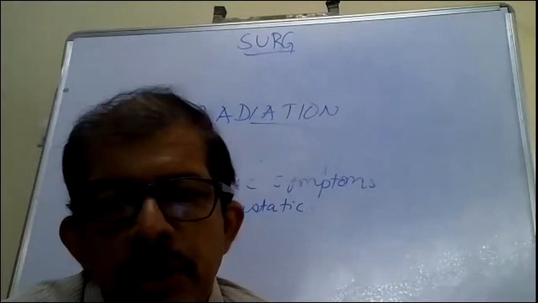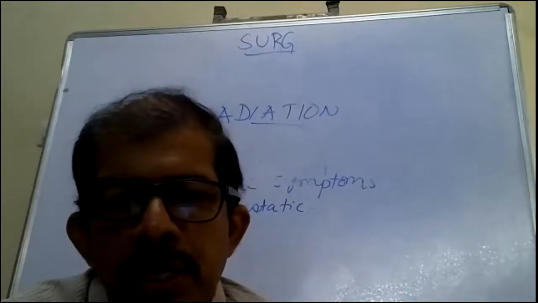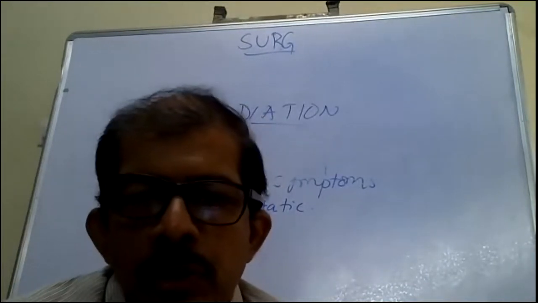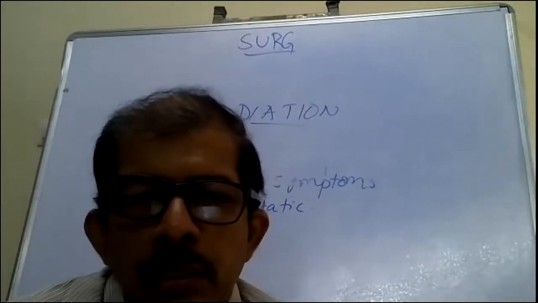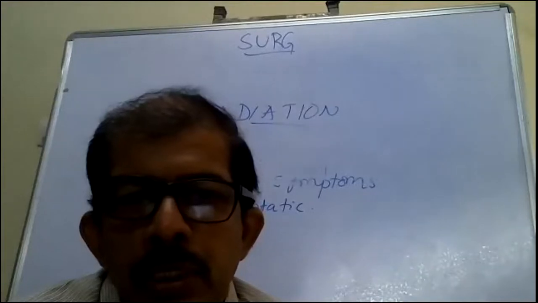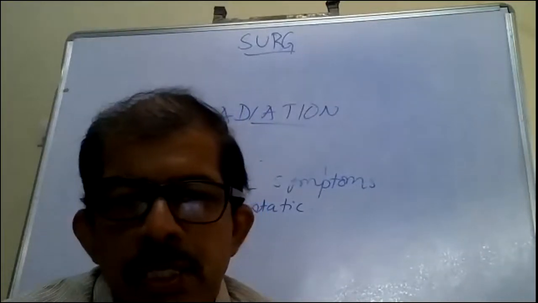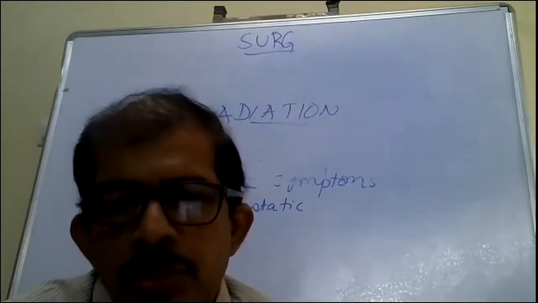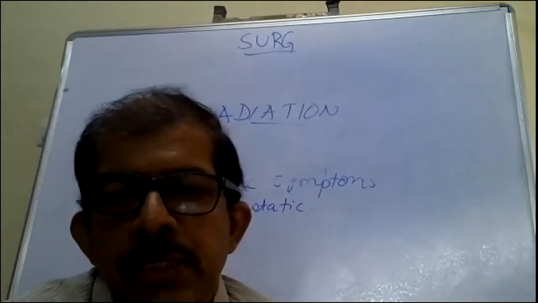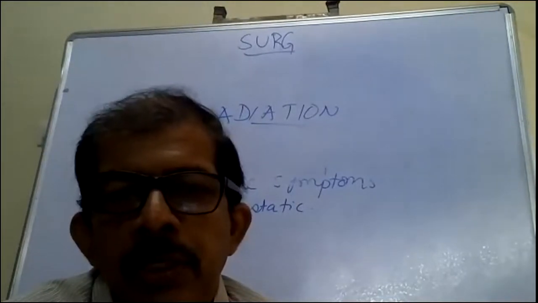Which extent is important? Yes. Retrosternal extent. Very good. So retrosternal extent is very important. I'll show you the retrosternal extent. You see here, you are not able to see the lower border of the thyroid. So retrosternal extent is very, very important.